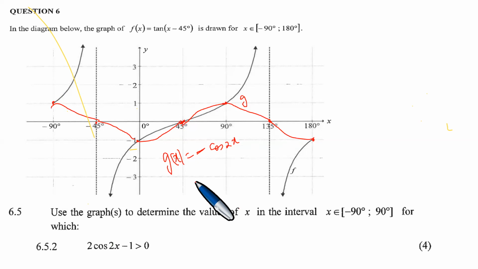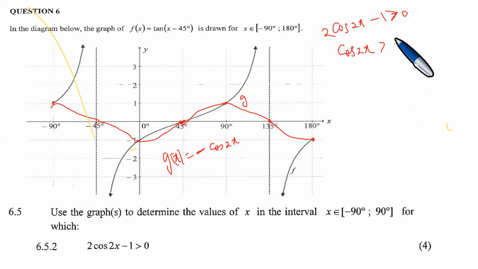Right, so what is happening exactly here at this point? It means a couple of things, but you can transpose. So if you have 2 cosine 2x minus 1 is bigger than 0, which means the cosine 2x is bigger than 1/2, minus cosine 2x is less than minus that.